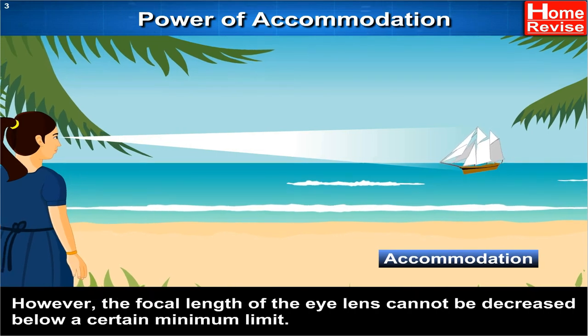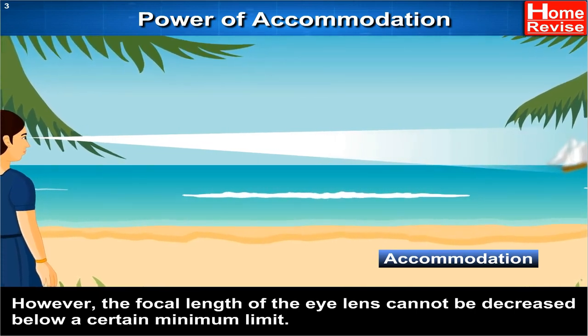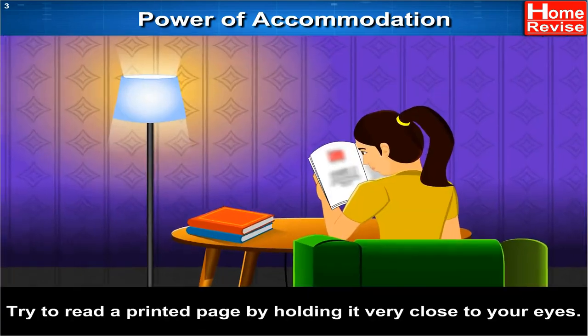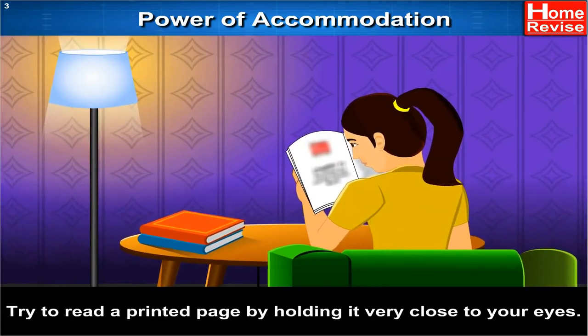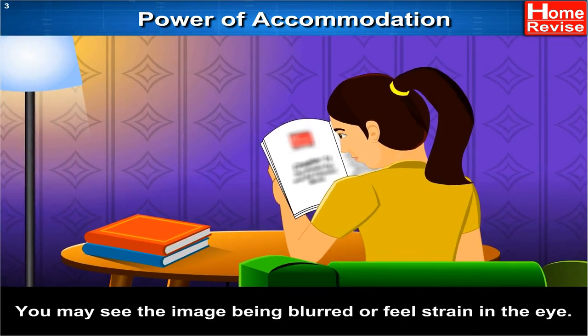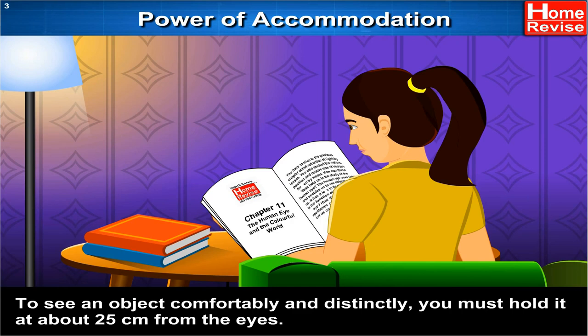However, the focal length of the eye lens cannot be decreased below a certain minimum limit. Try to read a printed page by holding it very close to your eyes. You may see the image being blurred or feel strain in the eye. To see an object comfortably and distinctly, you must hold it at about 25 centimeters from the eyes.